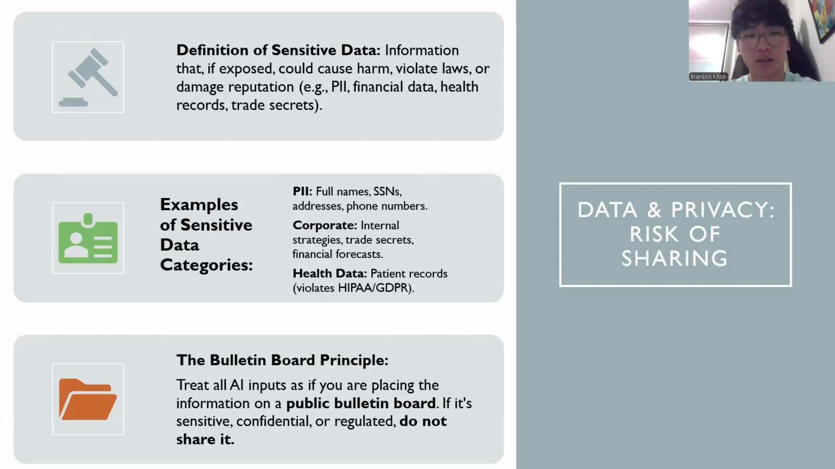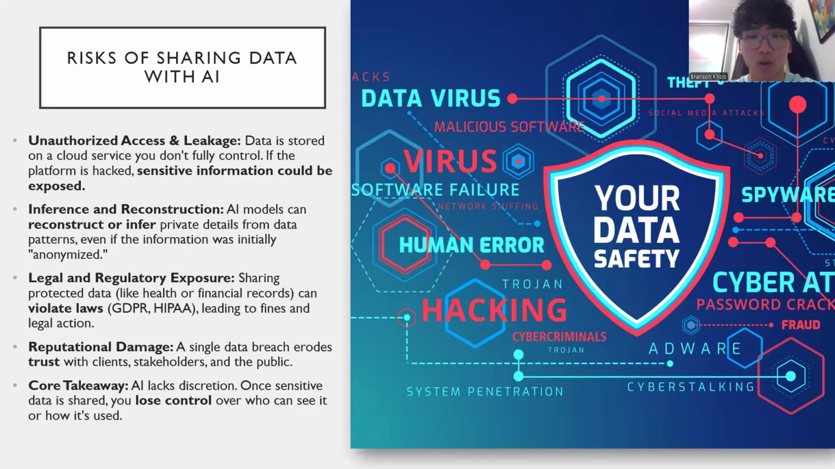When you share confidential information like personal details, client data, financials, or internal documents with AI, you're essentially giving it a copy of that data, often to a cloud service you don't fully control. Even if the AI doesn't intend to misuse it, that data can be stored, logged, or used for model training, depending on the platform's policies. This opens up multiple risks, like unauthorized access. If someone hacks the AI platform or the data leaks, sensitive information could be exposed. Inference and reconstruction is another one.